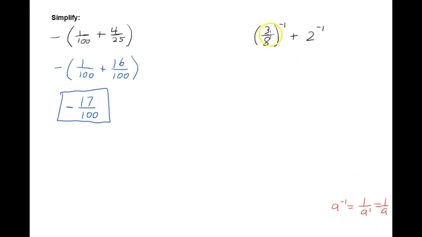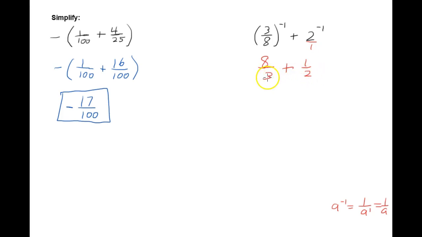Okay, let's do the same thing here. Let's take the reciprocal of 3 over 8. That's 8 over 3 raised to the positive 1, so we'll just leave it like that, 8 over 3. Plus, now the reciprocal of 2, well, 2 is like 2 over 1, so the reciprocal of that is 1 over 2. So now we have the reciprocal of 3/8, which is 8/3, and the reciprocal of 2 over 1, which is 1/2. Both raised to the first power, but we don't need to write raised to the first power because anything raised to the first power is just itself.